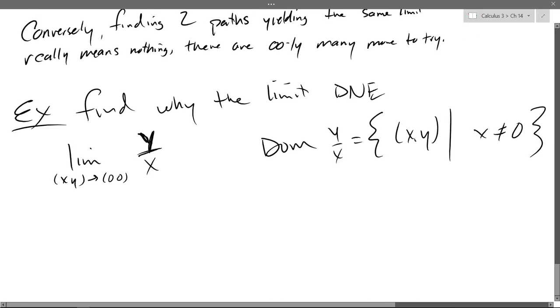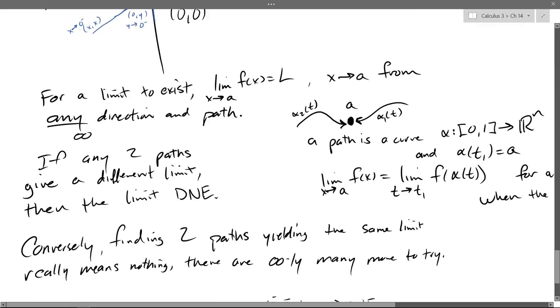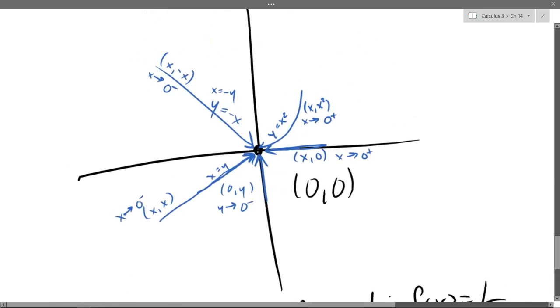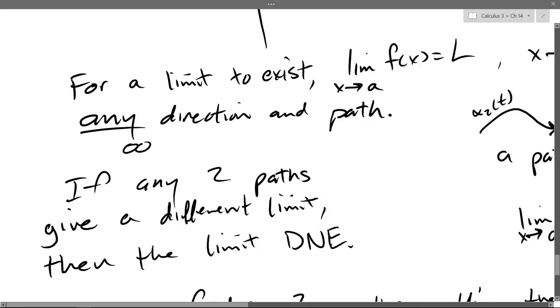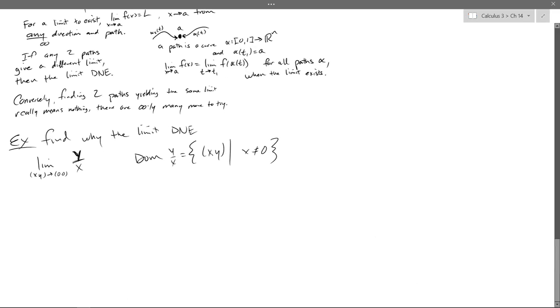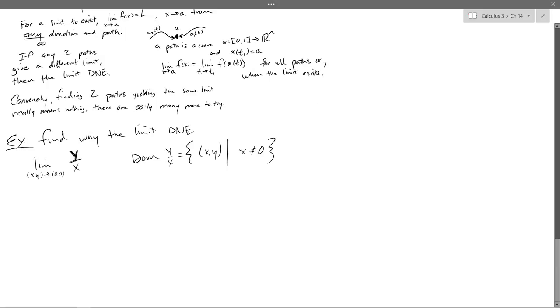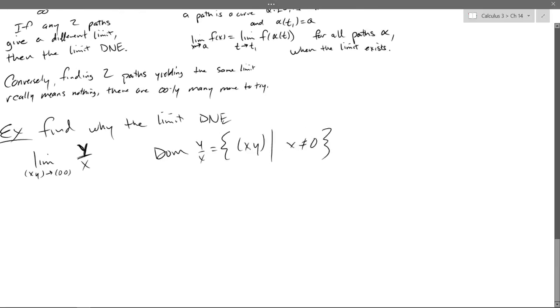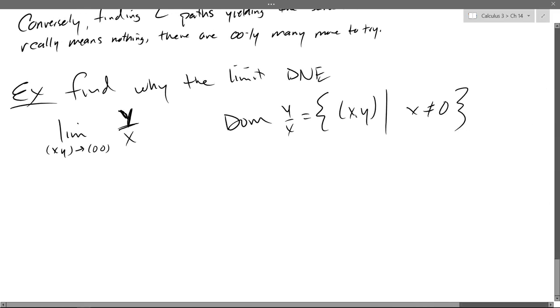I think I gave you enough paths in blue to pick two that won't give you the same value. So you can pick really any of these except the one on the x-axis, because that's completely not in the domain. So don't go on the x-axis. But the other four paths I have are not on the x-axis. So I'll start you off with the first one. I define paths a little differently than I wrote them up there. So I'll choose path 1.